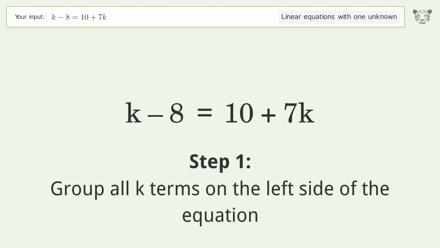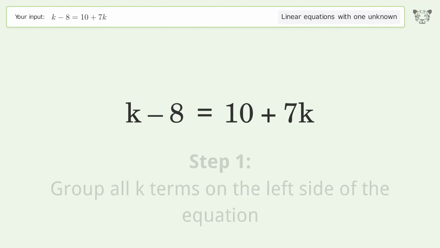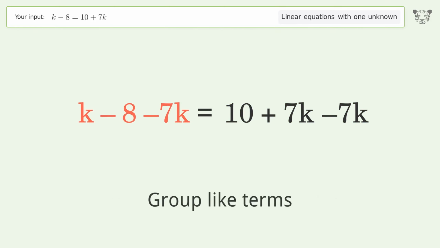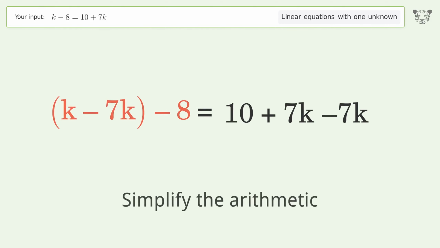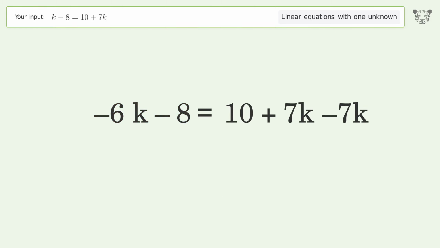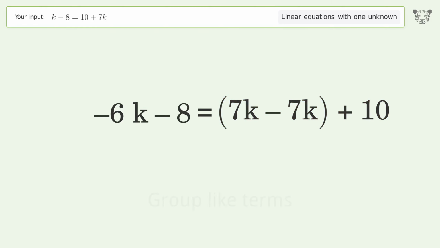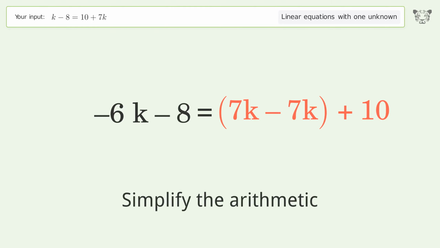Group all k terms on the left side of the equation. Subtract 7k from both sides. Group like terms. Simplify the arithmetic. Group like terms. Simplify the arithmetic.